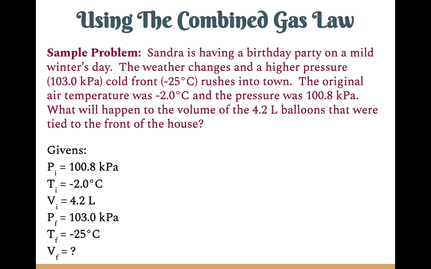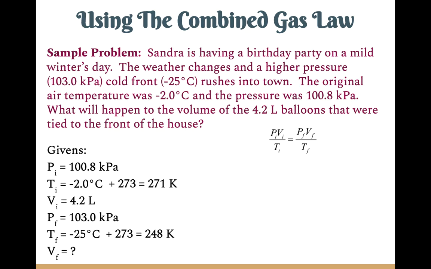So we check our units. Our pressures are both in kilopascals, so that's good. We just need to convert our temperatures to Kelvin by adding 273 to each of them. So there we have our initial temperature of 271 Kelvin and our final temperature of 248 Kelvin. So we start with the combined gas law.